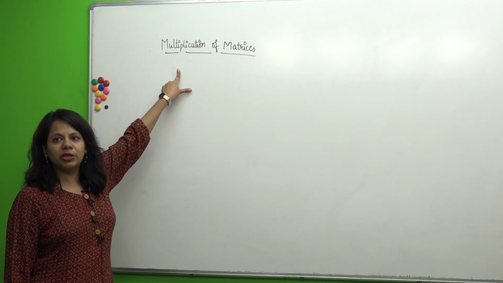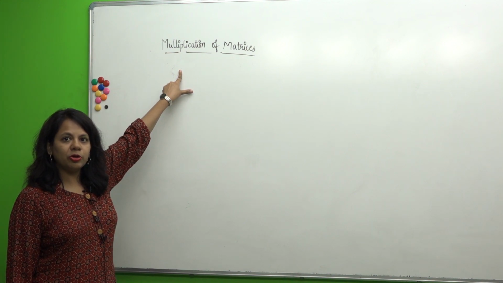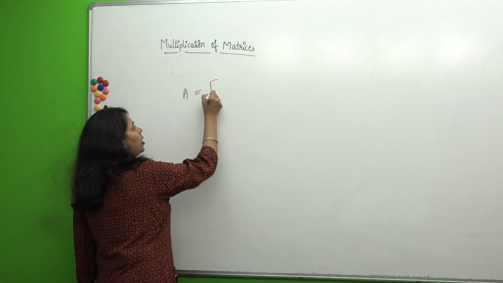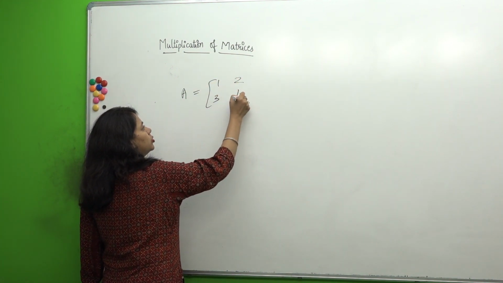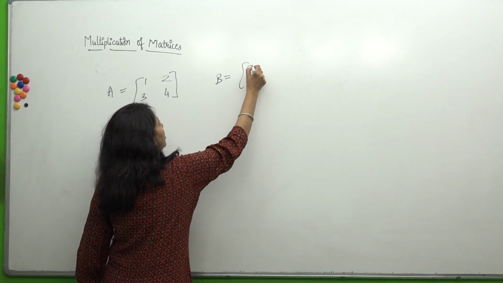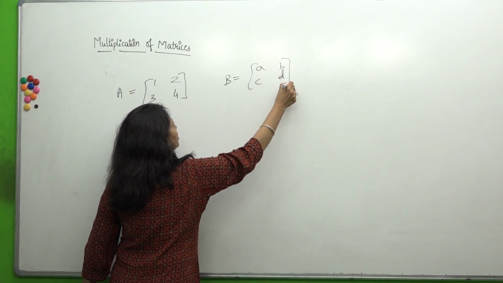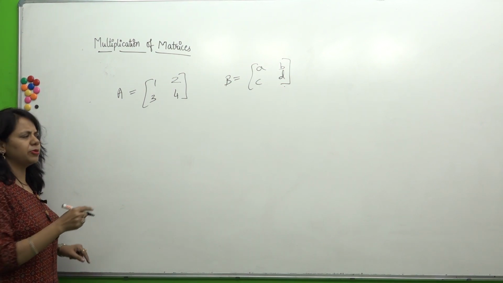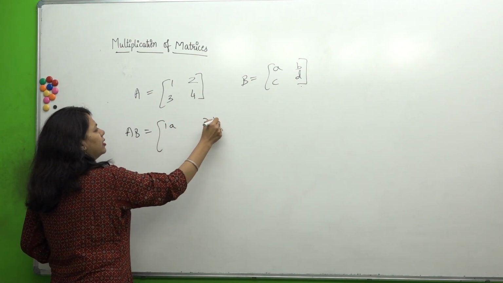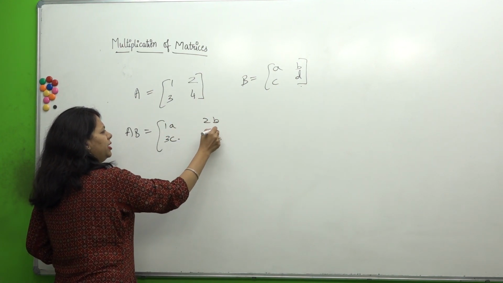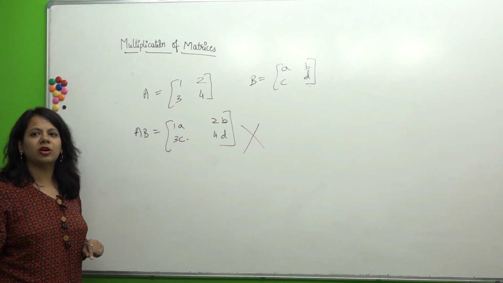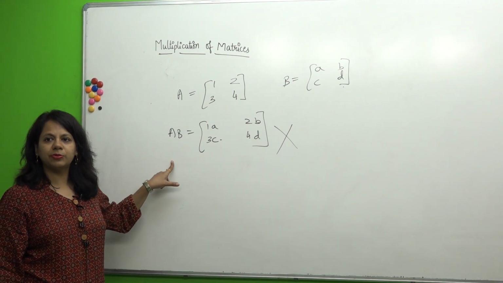Now multiplication of matrices is not easy. How do you multiply any two particular matrices? Say for example, if you have a matrix A as 1, 2, 3, 4 and you have a matrix B as A, B, C and D. So now how do I perform matrix multiplication? It's easy, simple. 1A, 2B, 3C and 4D. Done with matrix multiplication. No, this is absolutely wrong. This is how we do not perform matrix multiplication.